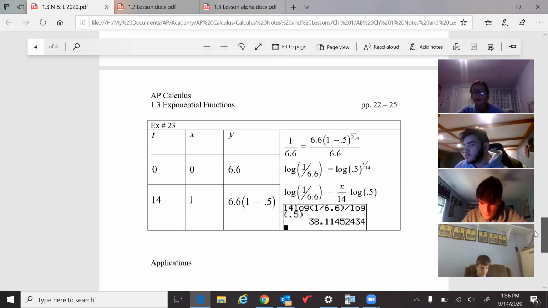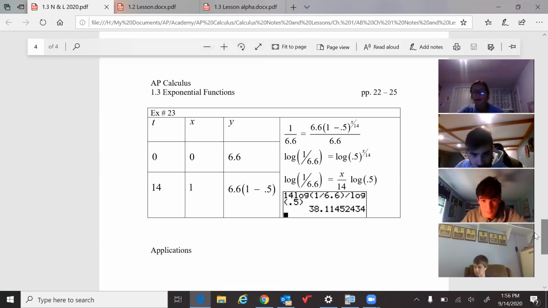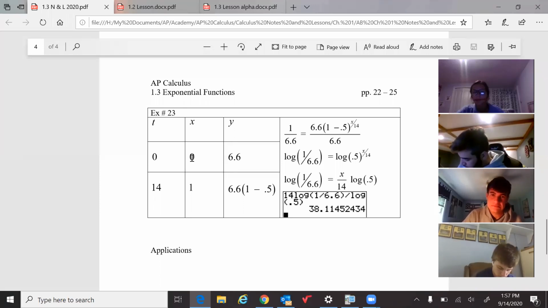So here's what I got. At time 0, you have 6 6/10. After one time period, you have that times a half. Except the length of a half-life, it tells us in this problem, is 14 days. So we do a size change of magnitude 14. 0 times 14 is 0. 1 times 14 is 14.